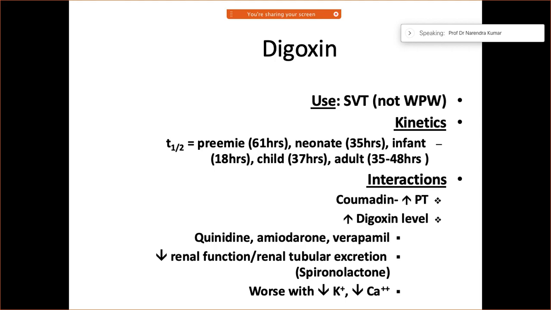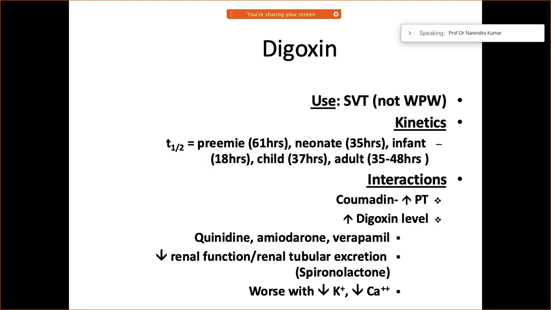The half-life is almost around 36 hours, I would say 36 to 48 hours. And it does have a lot of drug interactions, in the sense that if it is being used with cimetidine, it tends to increase the prothrombin time. Similarly, if you are using this medication with quinidine, amiodarone, or verapamil, it can raise the digoxin level, and the renal tubular excretion may be affected whenever it is being used with spironolactone.